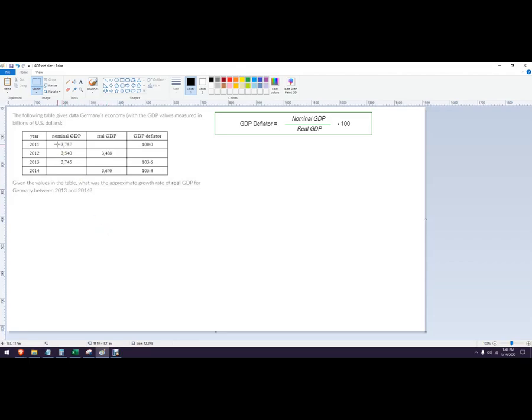We've got this problem with an economy. We need to figure out some real GDPs or the deflator or the nominal GDP, and we have part of the answers here. We just need to fill in the rest.